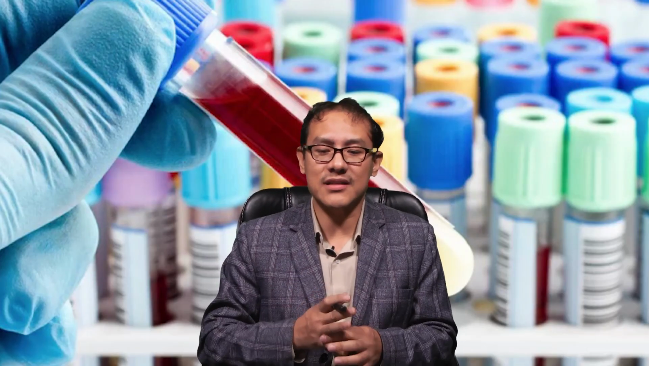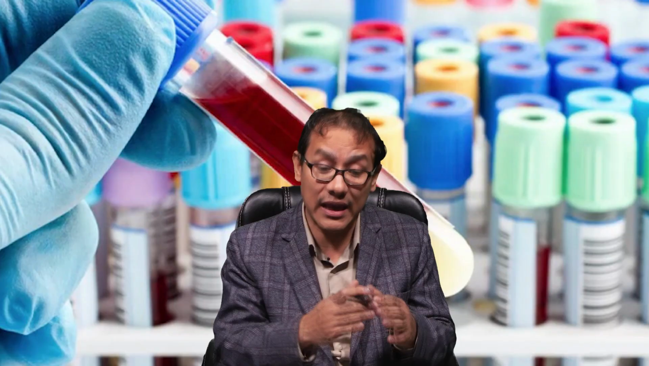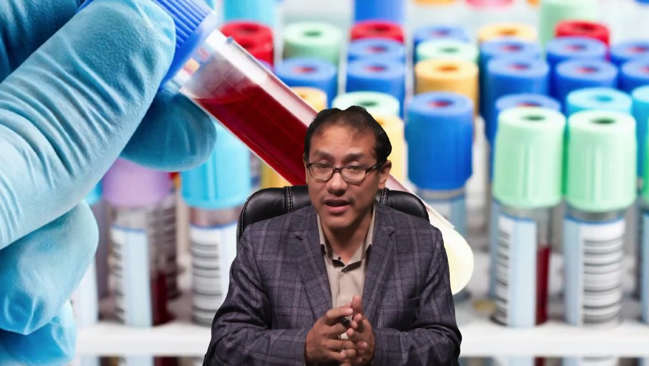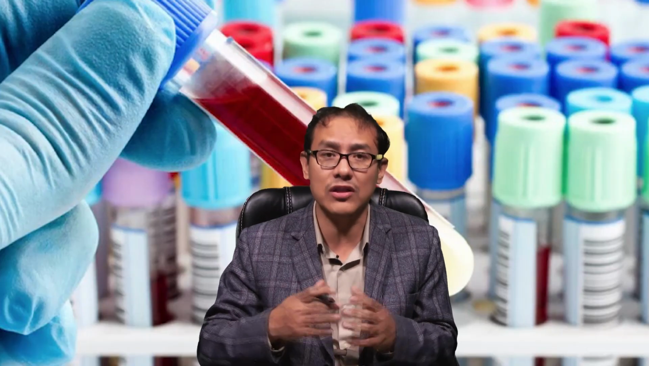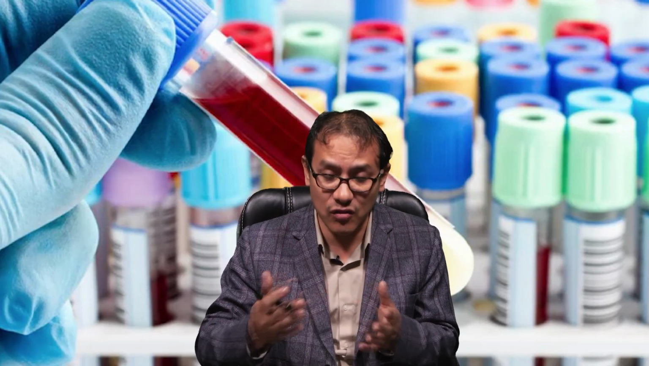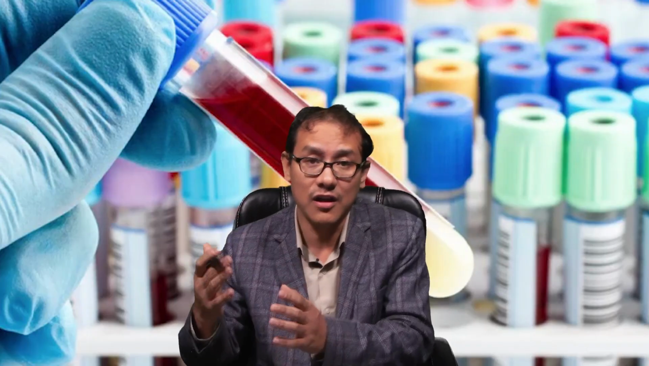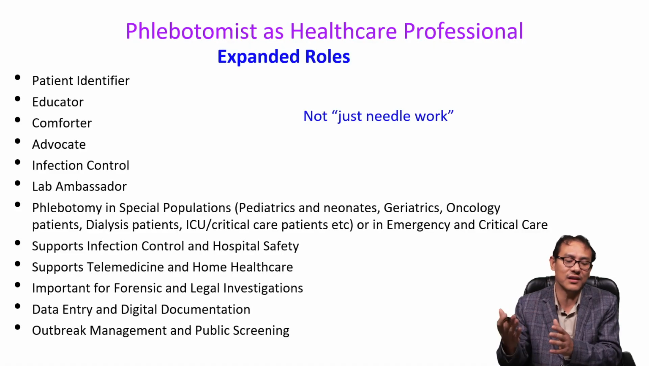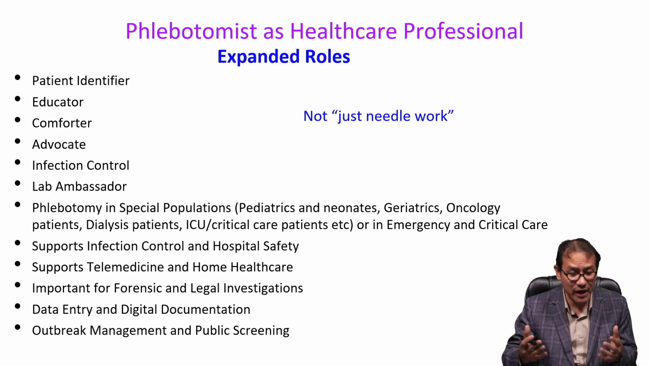So phlebotomist, as a healthcare professional, apart from the main role, has additional roles also, for example patient identifier. You may have to identify the patient, be an educator, you can be an educator at the community level also. You have to comfort the patient, you have to advocate the investigation for preventing different diseases, or you have to be in infection control, you have to be a lab ambassador.